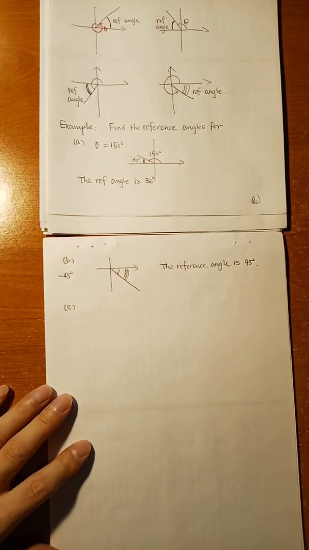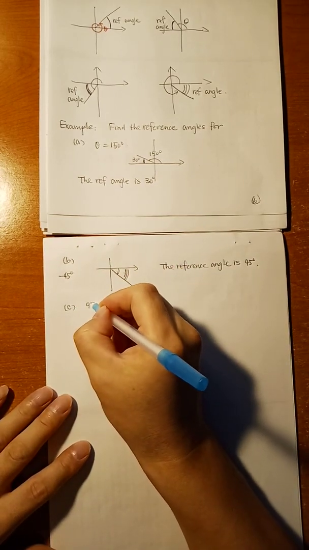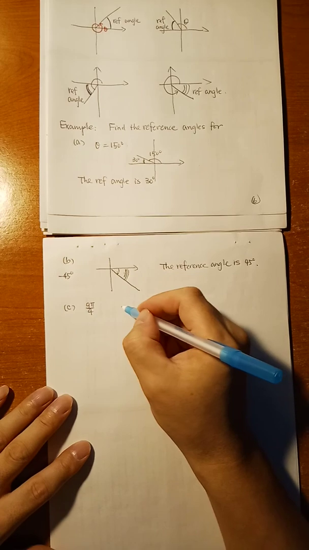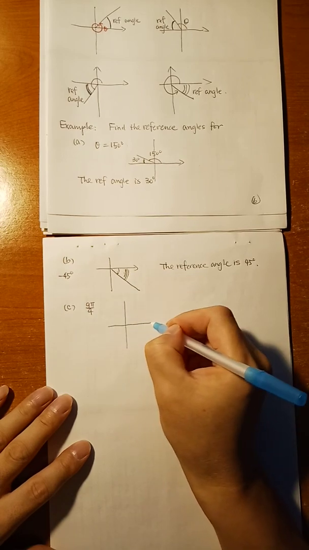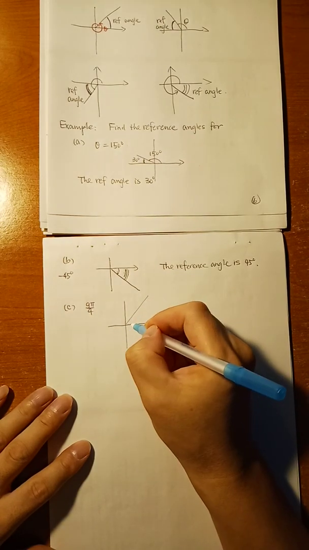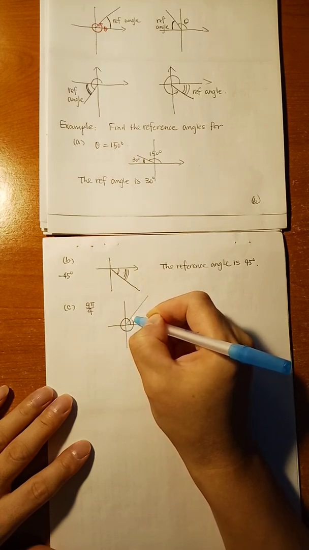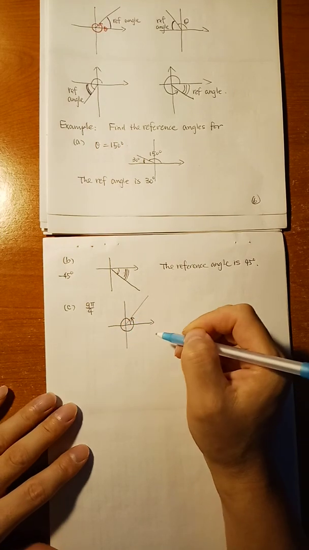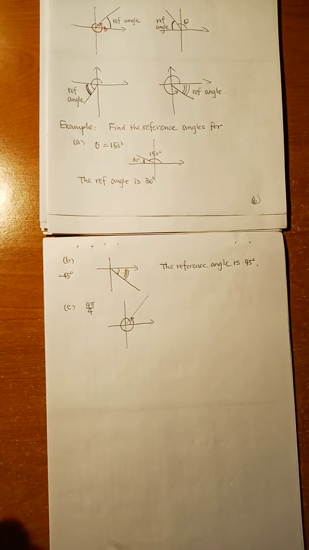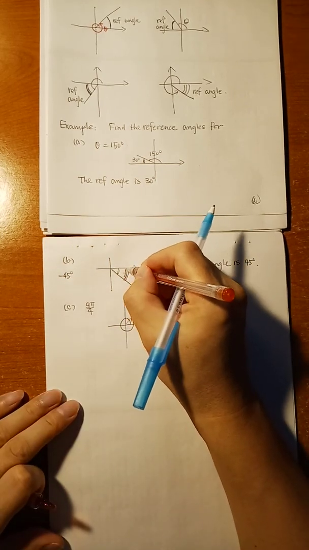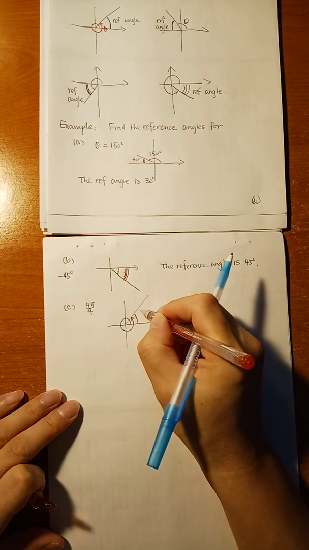C. The angle is 9 pi over 4. Let's see what is 9 pi over 4. See, the whole thing is 2 pi plus pi over 4, which is 9 pi over 4. Then what is the reference angle? This is the reference angle. And here the reference angle is pi over 4.